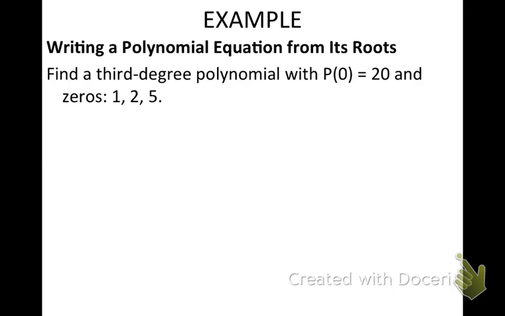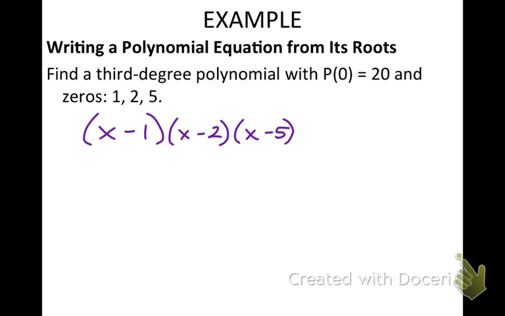All right, here we go. Now we've got to flip our gears and think backwards. If my zero is 1, what does that look like as a linear factor? X minus 1. If my zero is 2, what does that look like as a linear factor? X minus 2. If my zero is 5, what does that look like? X minus 5. Perfect. I'm going to ignore that P of 0 is equal to 20 for now. Can we multiply that out?